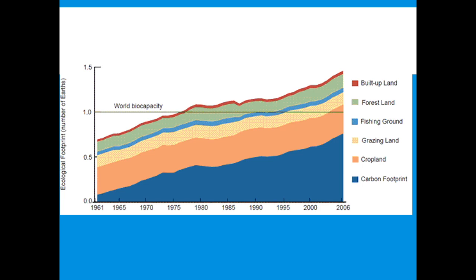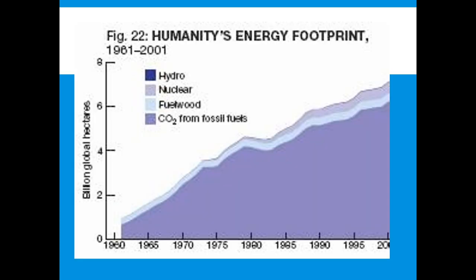Now, if we look at all of the resources and biocapacity that's being used yearly, the world biocapacity was surpassed in the late 1970s or after 1975, and it has continued to rise since then. Our energy footprint is also going up. Most of our energy footprint is seen through CO2 from fossil fuels.